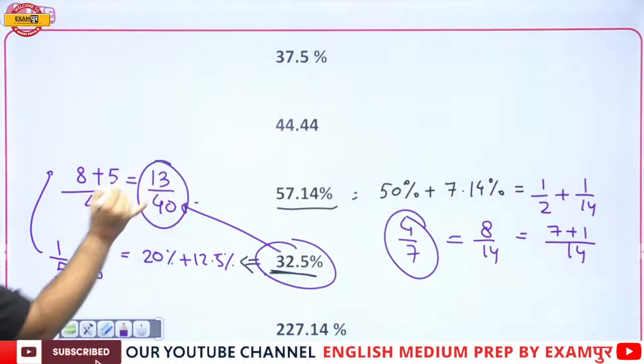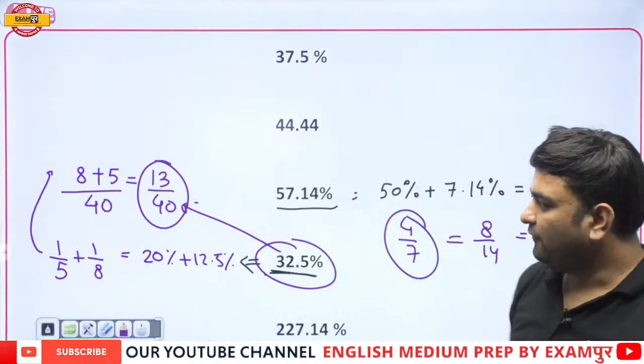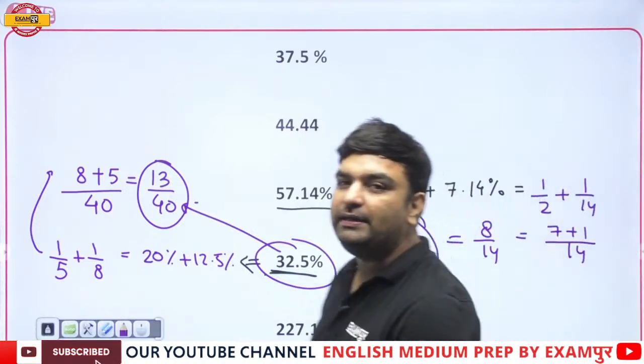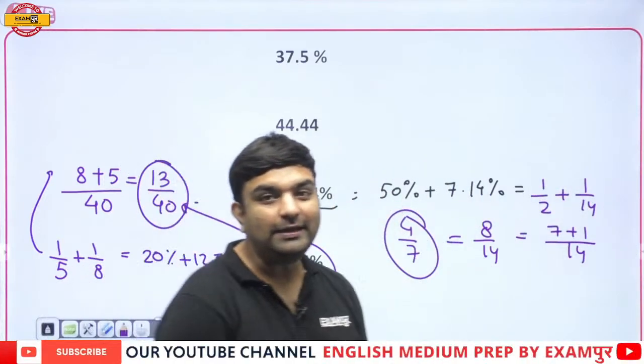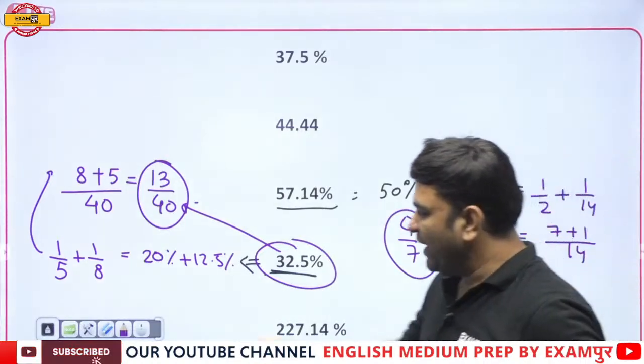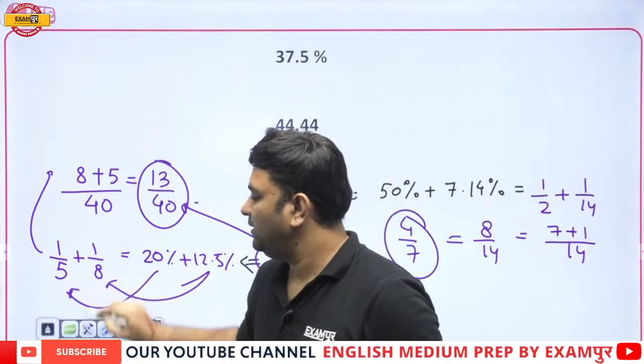5 by 8 was a big number, yaar. It is 13 by 40. 20% is 1 by 5, 12.5% is 1 by 8.